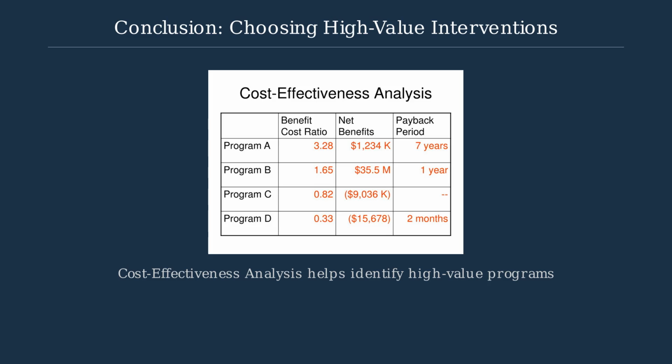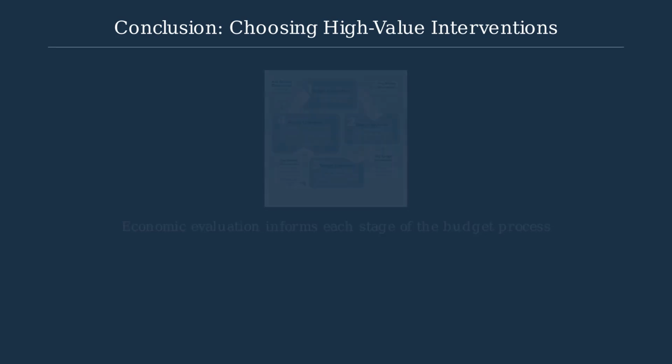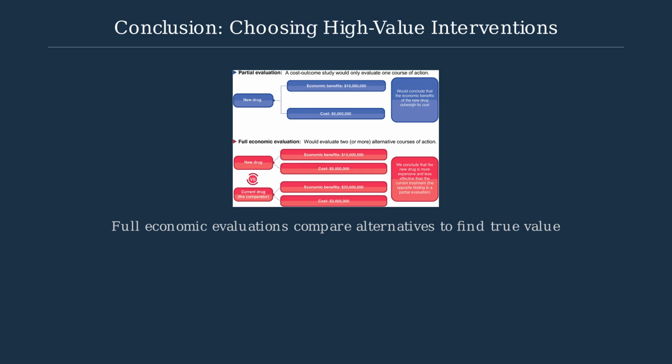As shown in this cost-effectiveness analysis, programs A and B have benefit-cost ratios greater than 1, making them valuable investments. Economic evaluation plays a crucial role in the budget process. From formulation to oversight, these methods ensure resources are allocated to interventions that provide the most health benefit per dollar spent. A full economic evaluation, as illustrated here, compares alternatives rather than simply looking at a single intervention. This comparative approach is essential for identifying truly high-value interventions.